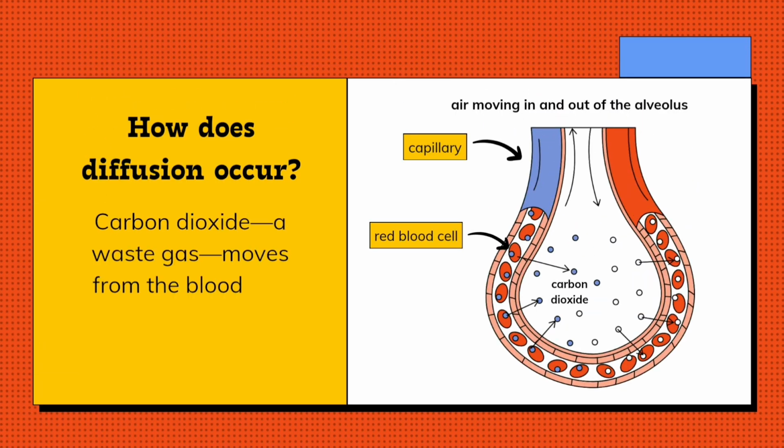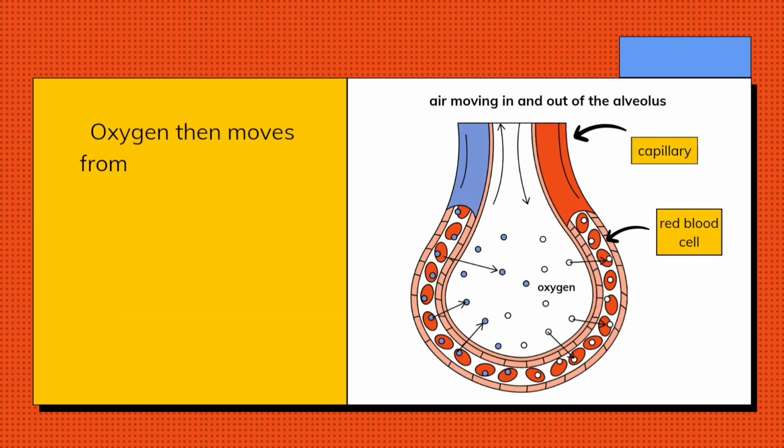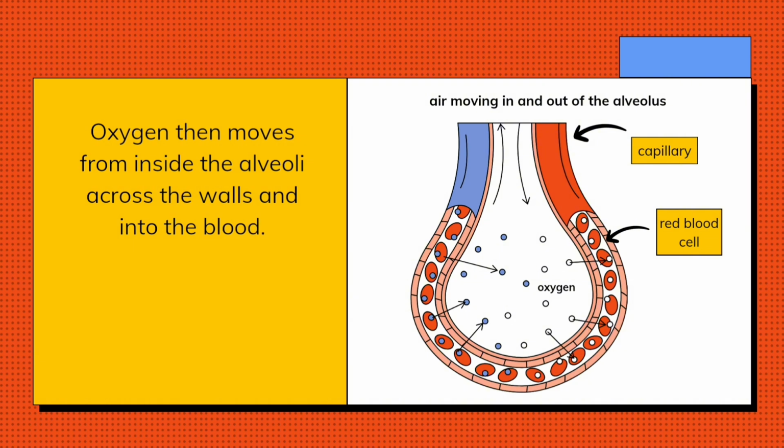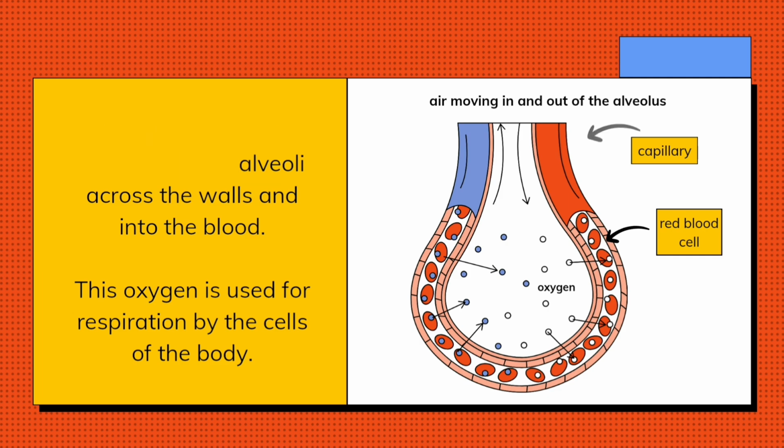Carbon dioxide, a waste gas, moves from the blood into the alveoli to be exhaled. Then the oxygen moves from inside the alveoli across the walls and into the blood. This oxygen is used for respiration by the cells of the body.